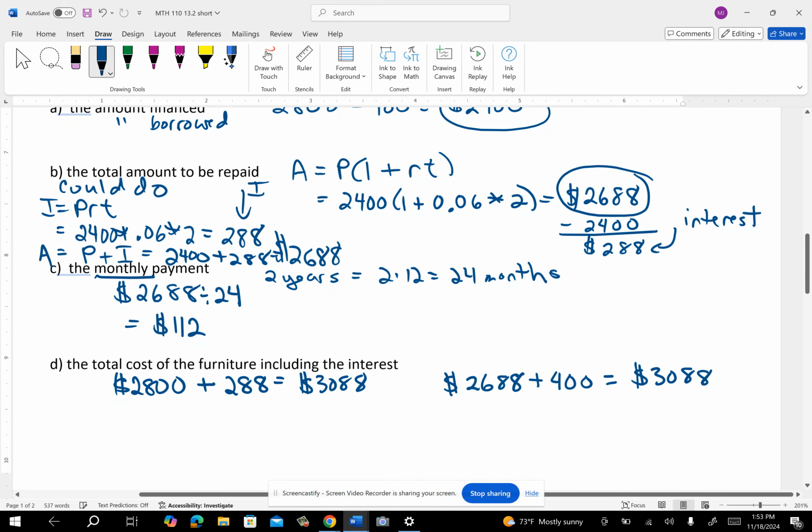Both of those work. You just do the one that makes sense to you. Okay. So this is the original cost of the furniture plus the interest. This is the amount to be repaid plus the down payment. And both of them give you that total cost.